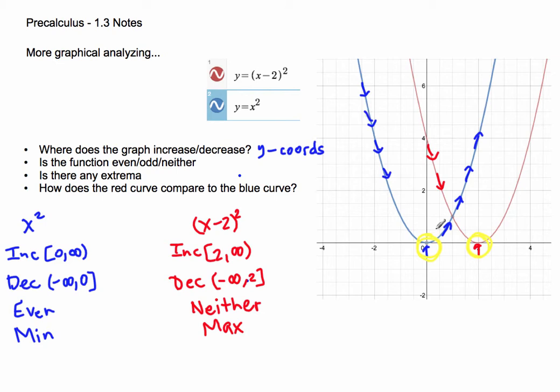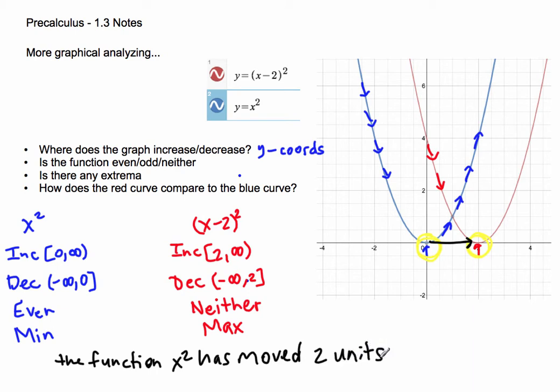Okay. Now, how does the red curve compare to the blue curve? Well, what's the difference? Notice where those two minimums occur. One occurs at 0, 0. The other occurs 2 units to the right. That's the difference. That's how they compare. So what we've done is we've taken the function x squared, and x squared has moved 2 units to the right. And that's how they are related.